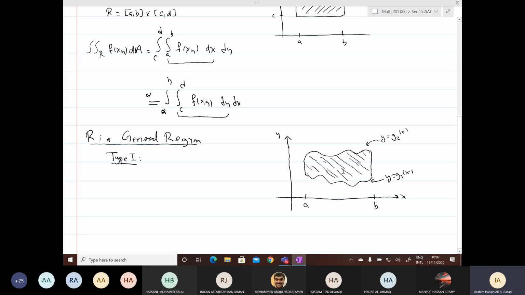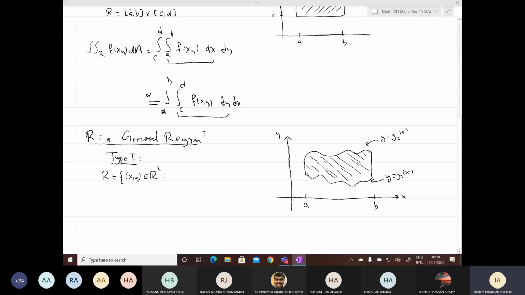Now we need to describe this region. We describe R in set notation. This is the set of all points (x, y) in R2 such that... we need to describe this region here.